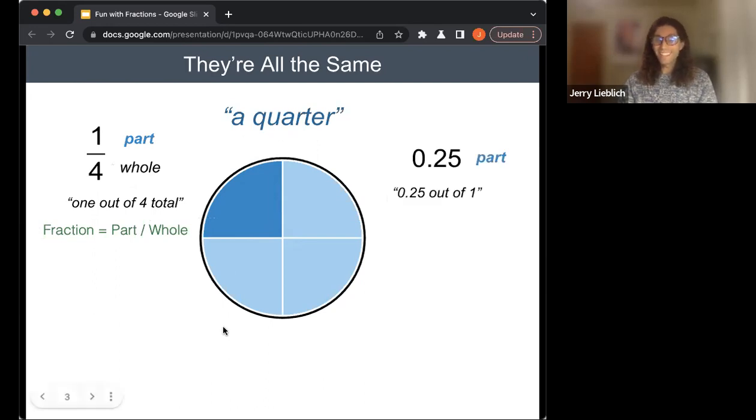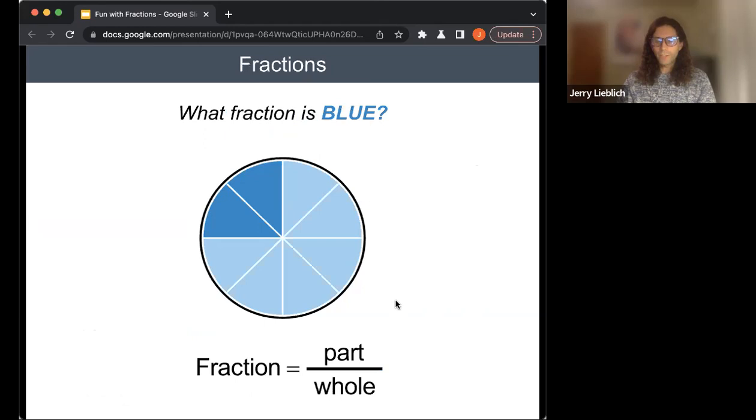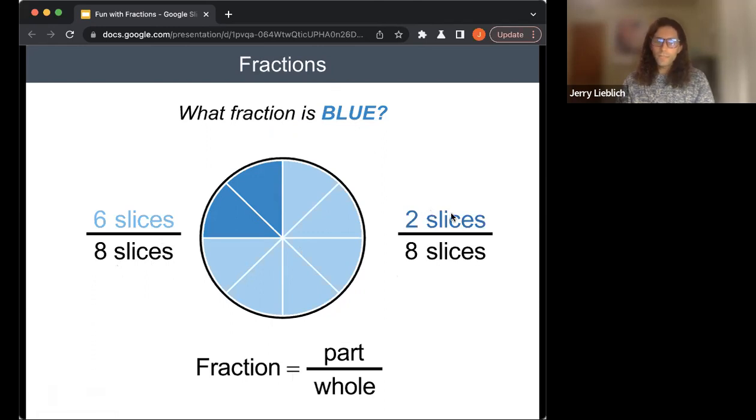I could also express it as a decimal out of 1, as a percent out of 100, or as a ratio, where I'm relating one part to another part. And it's worth getting good at these three definitions. But for today, we're going to focus solely on fractions. So if I'm asked what fraction of this is dark blue, and the fraction is the part over the whole, well, I could say there's 6 slices light blue over the total 8 slices, or 2 slices dark blue over the total 8 slices.